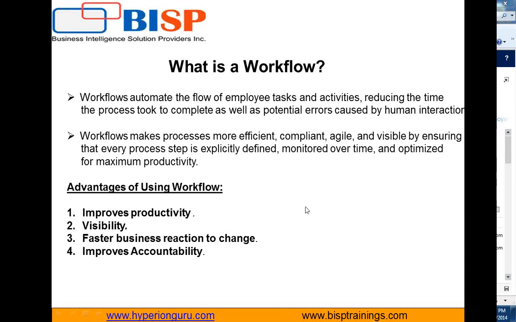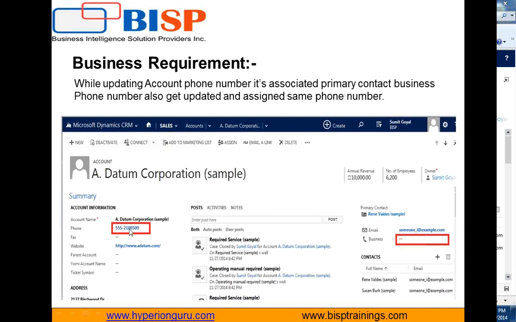Now let's move on to our business requirement. My business requirement is that I would like to create a workflow to update the primary contact business phone number as soon as anyone updates the account phone number. As you can see here, I have marked in the red box that if the phone number of this particular account, A.M Corporation, is updated, I would like to assign the same phone number to its primary contact business phone number over here. Right now it is blank because the workflow is not in action yet. So we'll first see how to set up and create a workflow, and then how to perform this particular task.